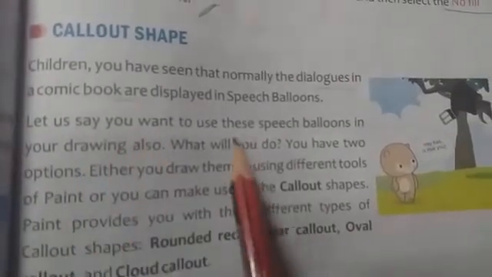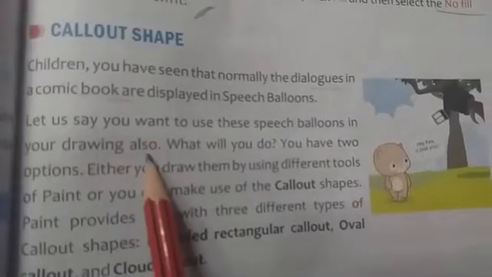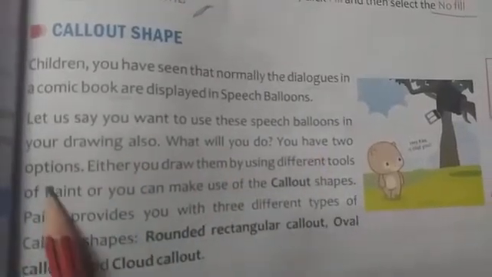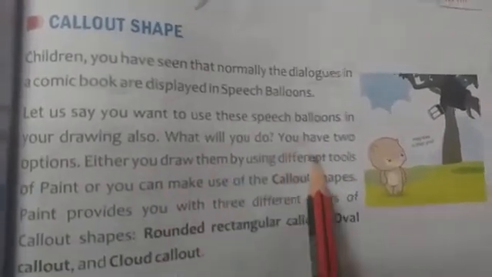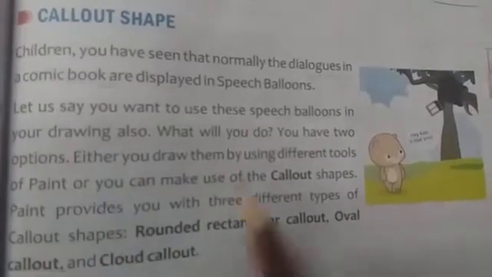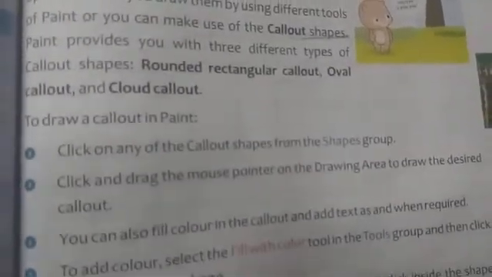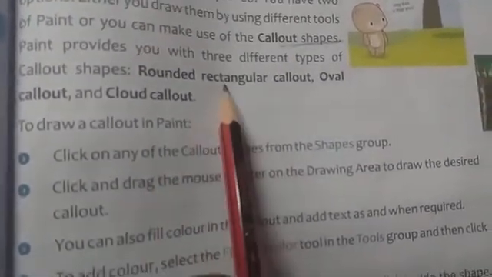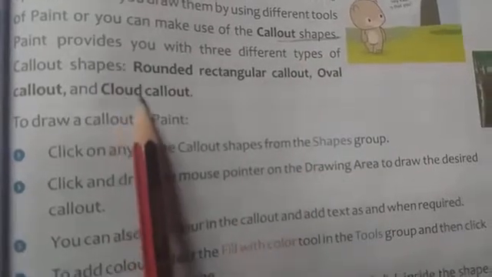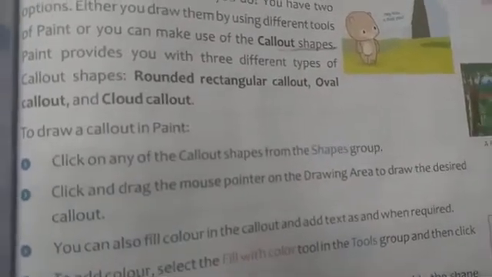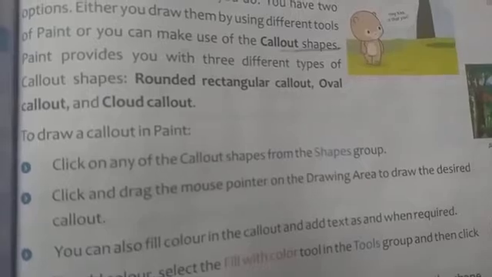So let us say you want to use these speech balloons in your drawing also. So what will you do? You have two options. Either you draw them by using different tools of paint, or you can also use callout shapes directly. So there are three callout shapes in paint. First one is rounded rectangular, next is oval, and third one is cloud callout. So how to draw all these callout shapes?